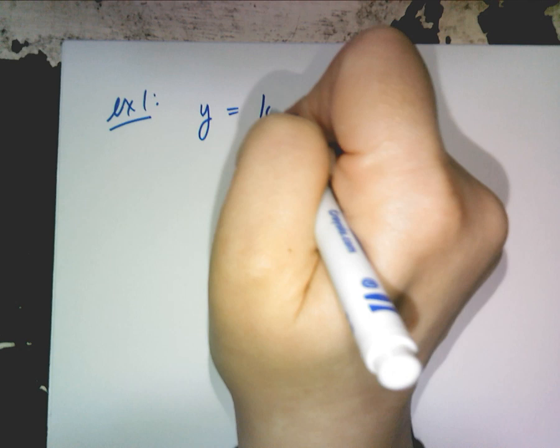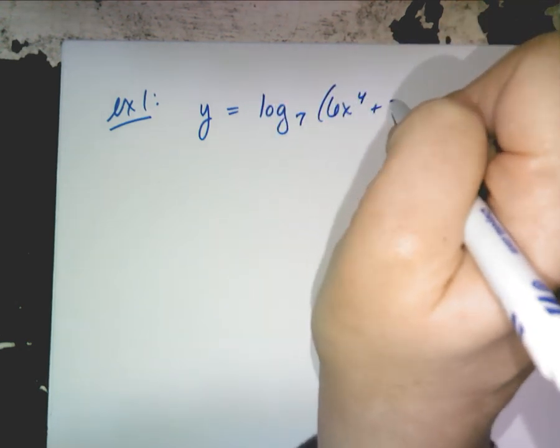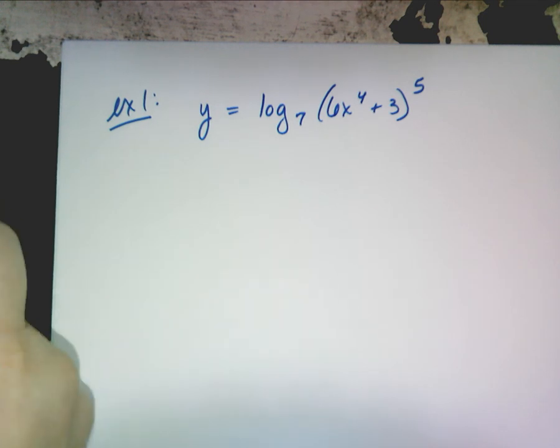y equals log base 7 of 6x to the 4th plus 3 to the 5th power. Okay, so you're not going to rewrite it. We already know the formula and everything like that. So we're going to use this formula here. Let me bend my paper.